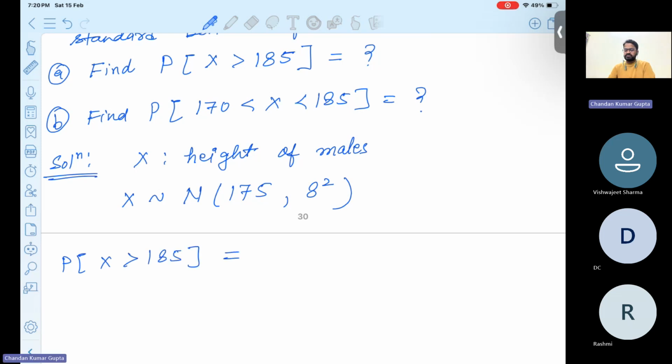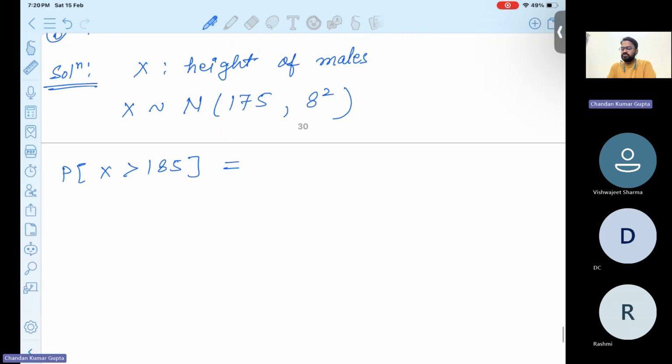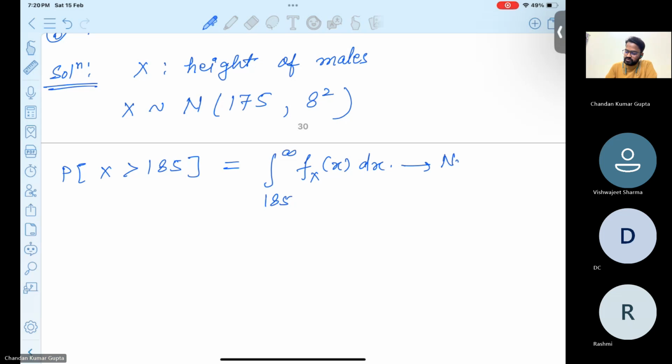See, as I have told, how can we solve this? From 185 to infinity, f(x) dx. This is how we would solve this question. Okay, but the problem is we are not able to integrate this integral. This integral is not in closed form, so we can't solve this.